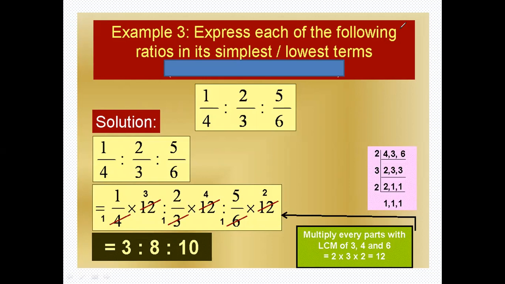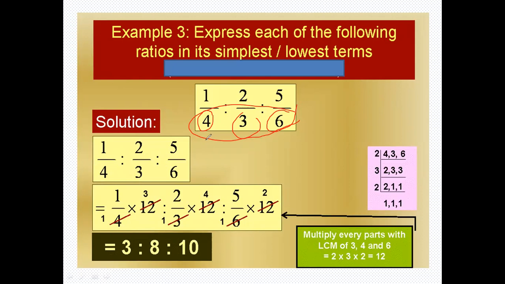So why are we discussing the LCM? Because again, take a look: 4, 3, and 6. We need to find the LCM of the three denominators so that we can convert them into whole numbers.